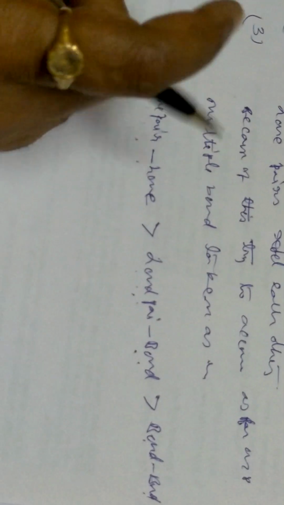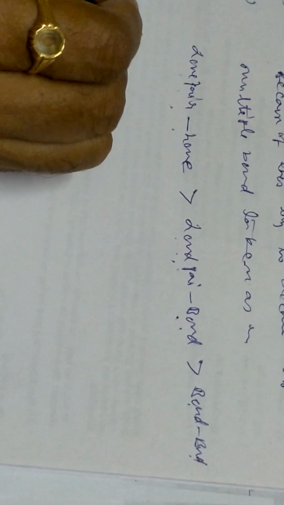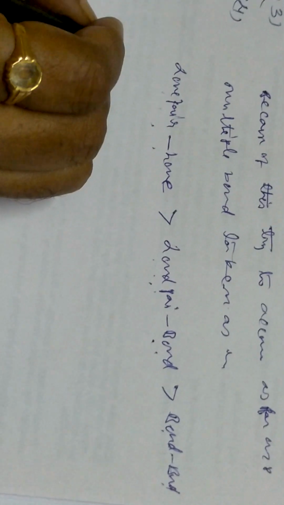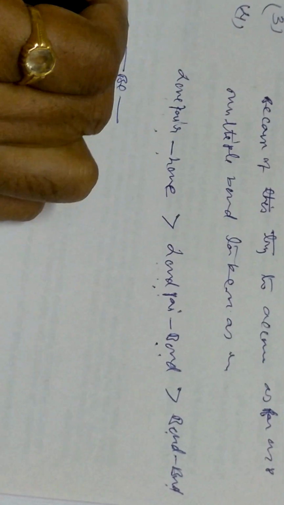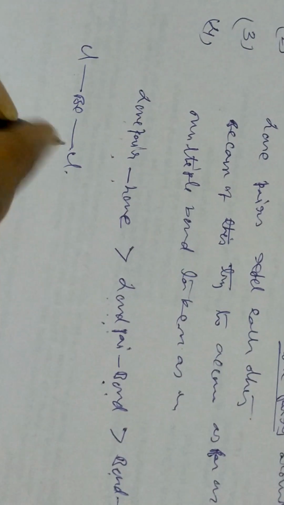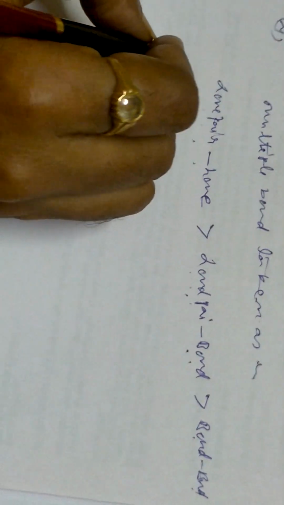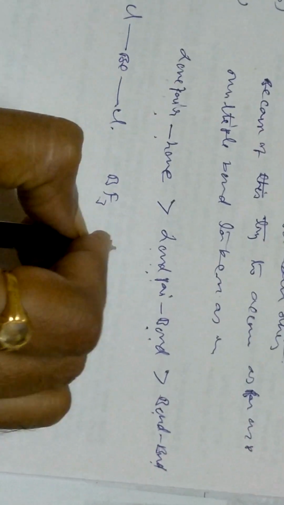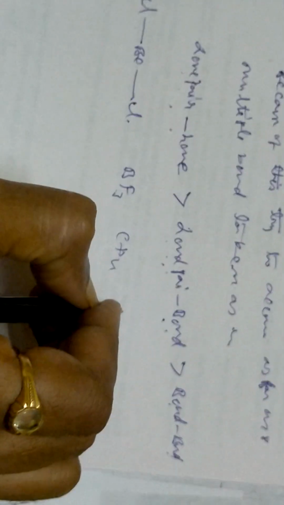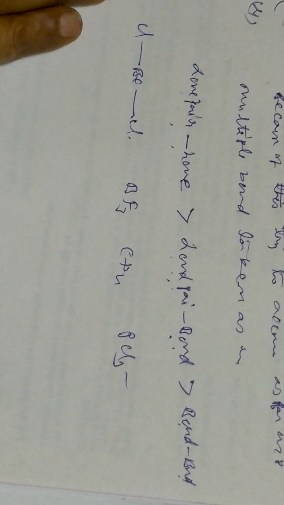Why BF3 is trigonal and why beryllium chloride is linear: beryllium is like this, chlorine, chlorine. Where the lone pairs are and all these things, we will see tomorrow. Similarly, NH3 lone pairs and CH4 or PCl5, why the shapes are coming, we will see tomorrow.